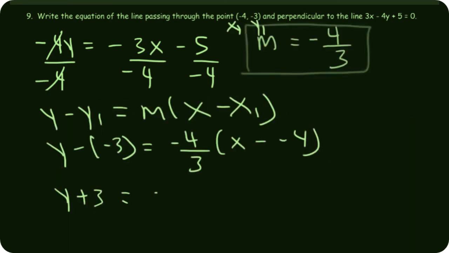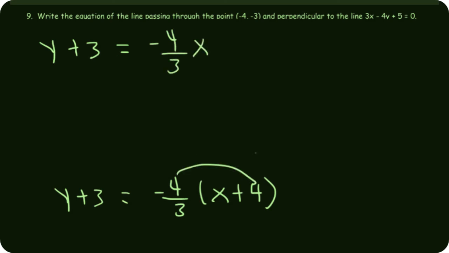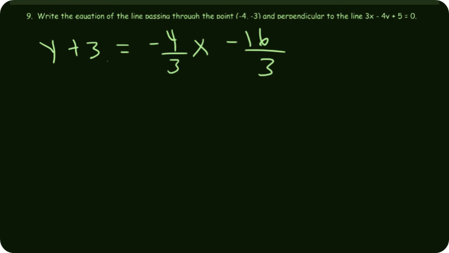So the perpendicular slope is negative 4 over 3. x1 is negative 4, so this becomes y plus 3 equals negative 4 over 3 times x plus 4. So that is the answer in point-slope form. Now let us distribute the negative 4 over 3. Let's convert it to slope-intercept form. So this is going to be negative 4 over 3 times x, and then negative 4 over 3 times 4 is negative 16 over 3. Now let's subtract both sides by 3.